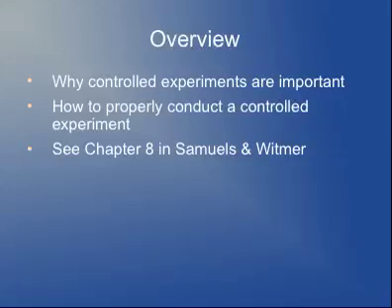So today we're going to discuss controlled experiments, particularly randomized controlled double-blind experiments, which are kind of the holy grail of experimental design, considered superior to all other designs, but a lot of times we can't do it for various reasons. So today I'll describe why it's important to do controlled experiments and how to do one properly. If you use the Samuel and Whitmer book at all, this is chapter 8, I believe.